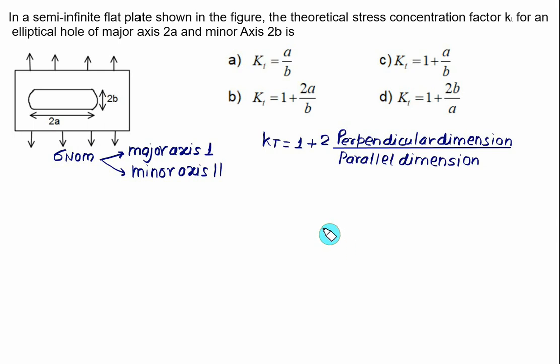So the theoretical stress concentration factor is 1 plus 2 times the perpendicular dimension divided by the parallel dimension. That equals 1 plus 2 times the perpendicular dimension, this time the major axis, so you take half of the major axis, that is a, divided by the parallel dimension, the minor axis, half of which is b. So we have the stress concentration factor 1 plus 2 times a divided by b. 1 plus 2 times a divided by b, choice b is the correct choice.